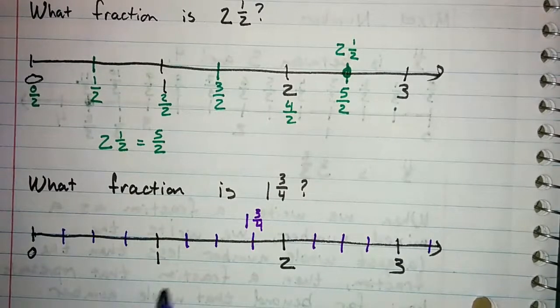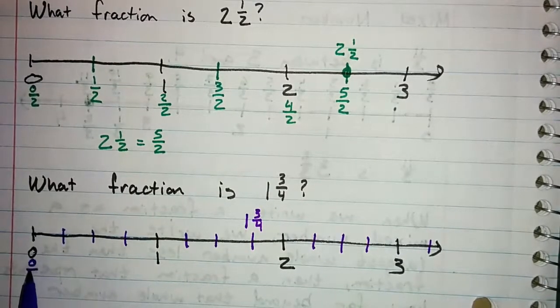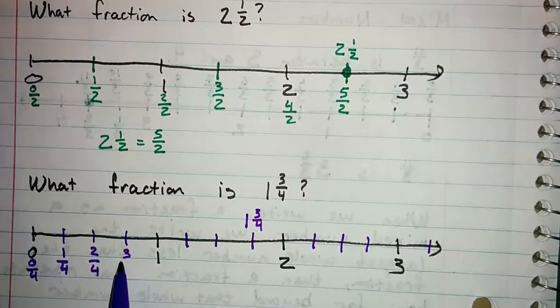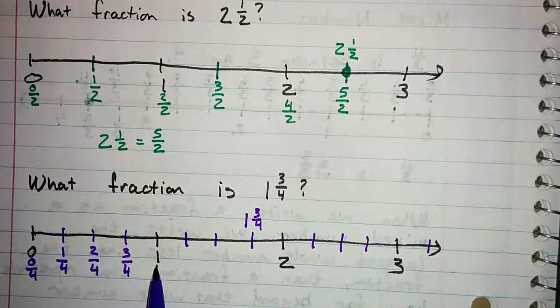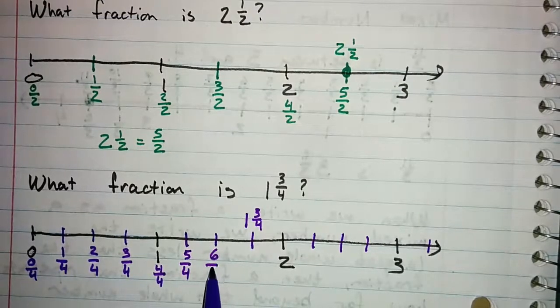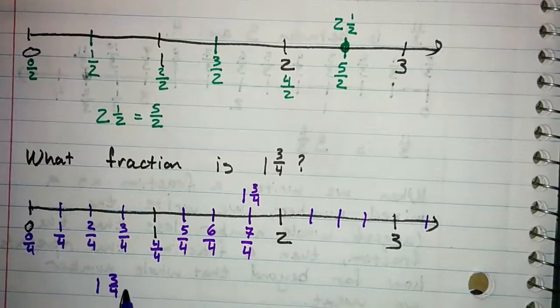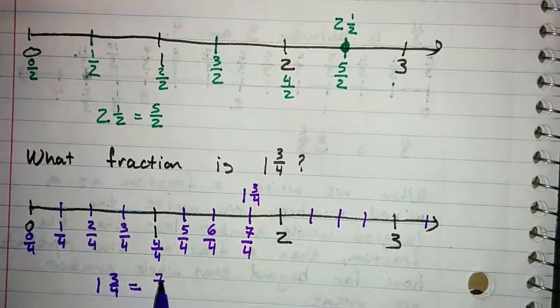There we go. And I'll have 0/4, 1/4, 2/4, 3/4, 4/4, 5/4, 6/4, and 7/4. There it is. 1 3/4 is the fraction 7/4.